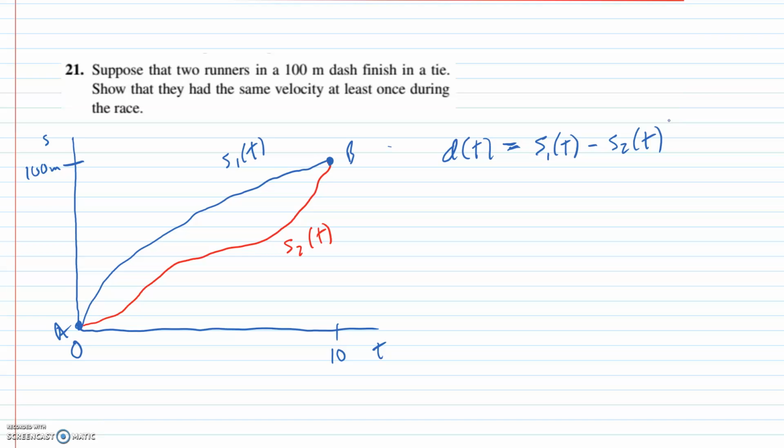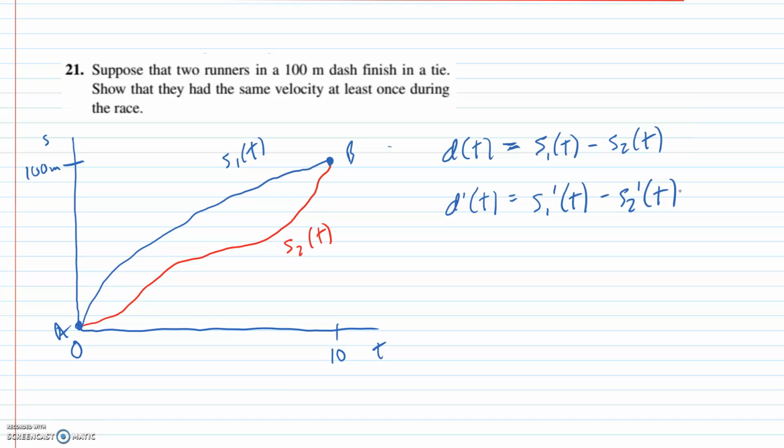Now, if I define D of t this way, you notice it's a difference in the positions. And so if I take the derivative, D prime of t, the derivative of a difference is just the difference of the derivatives. And so D prime of t is going to equal S sub 1 prime of t minus S sub 2 prime of t. And I'm going to come back to this in a little bit.